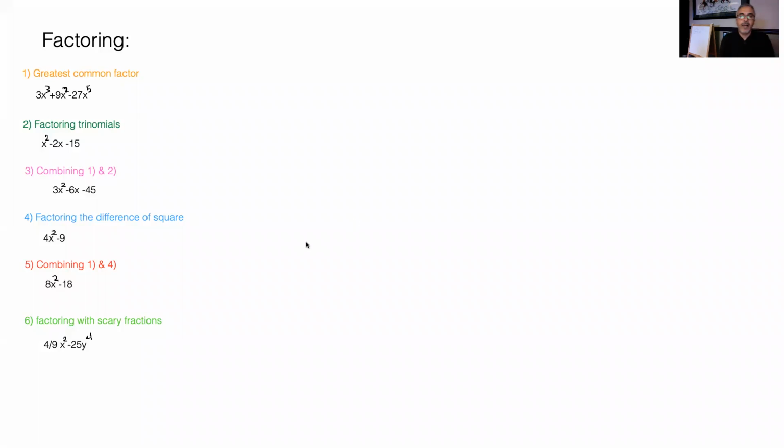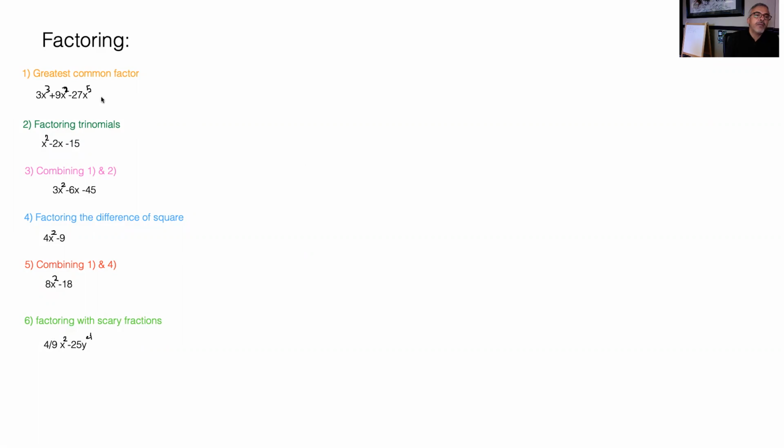Hey everyone, today I am going to explain factoring. So we have four concepts plus two combinations. The first thing we learn in factoring is the greatest common factor.